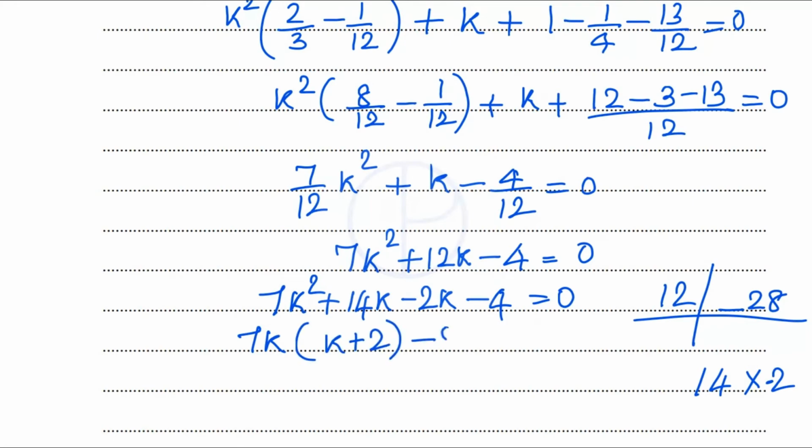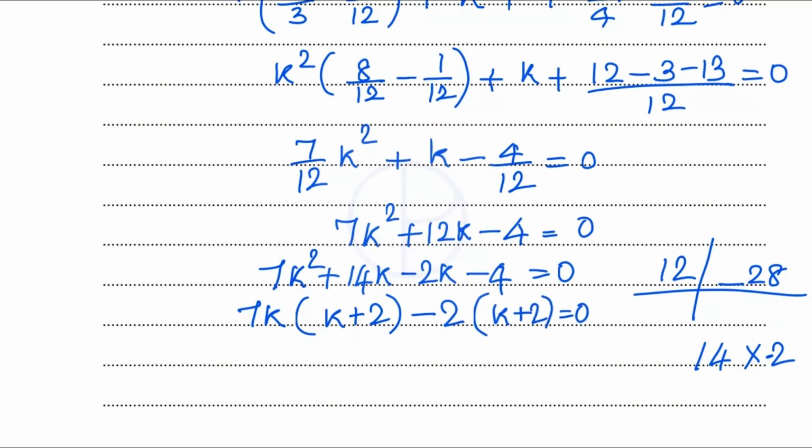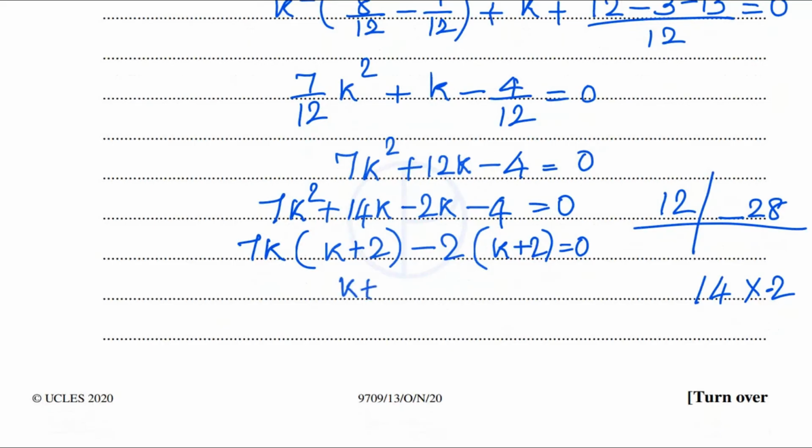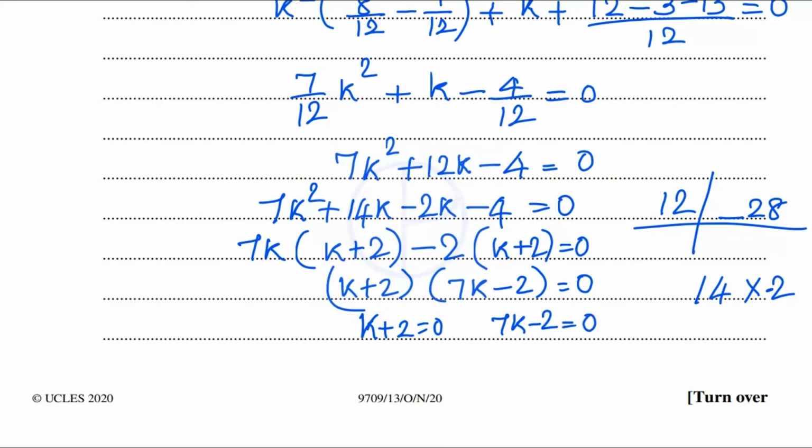And here you take negative 2 commonly. So k plus 2 equal to 0. Take k plus 2 commonly. So 7k minus 2 equal to 0. So k plus 2 equal to 0, or 7k minus 2 equal to 0. Okay. So what is k? k is negative 2, and 7k is 2, so k is 2 over 7.